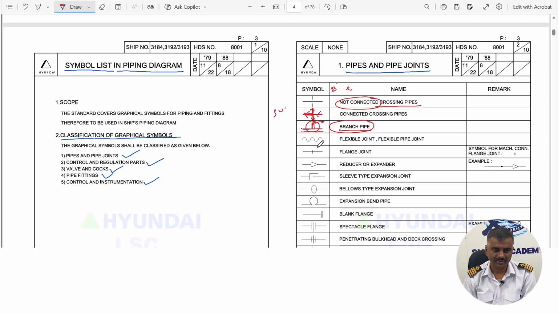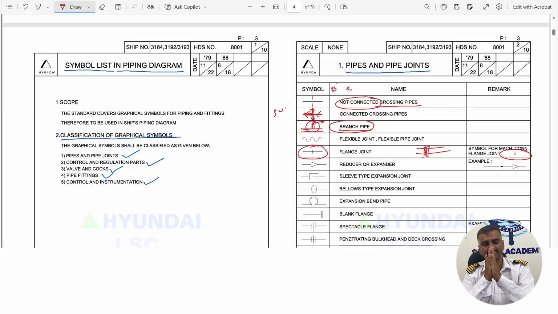Second is the flange joint. This is very common. In all the pipelines in the engine room you will find this kind of joint. It is shown like this, the symbol for the machine connection flange joint. Two flanges are used to join two pipes, by bolts, so this will be a flange joint. This is the most common joint. Always two flanges will be used to join the two pipes.